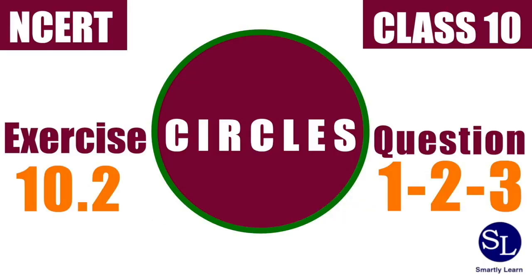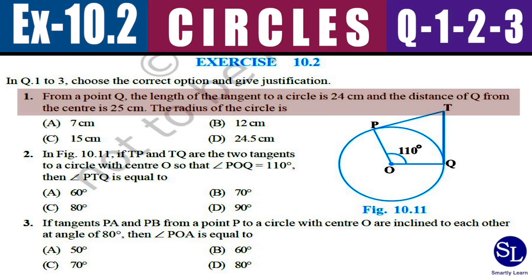In this video, let's see how to solve the first three questions from exercise 10.2. From a point Q, the length of the tangent to a circle is 24 centimeters and the distance of Q from the center is 25 centimeters. The radius of the circle is?